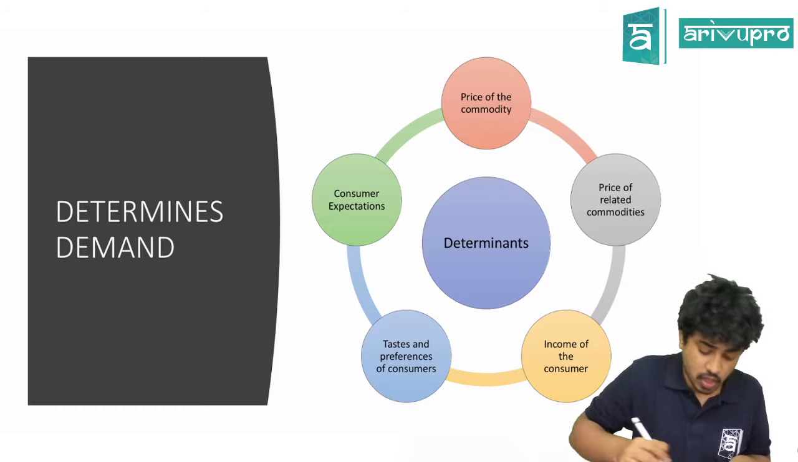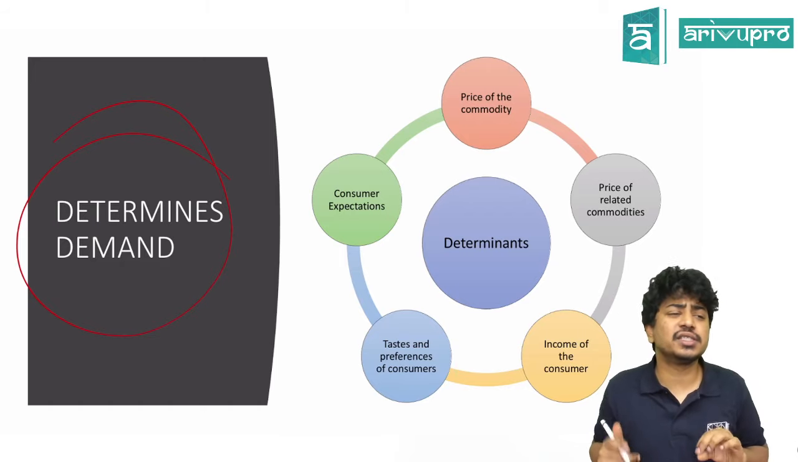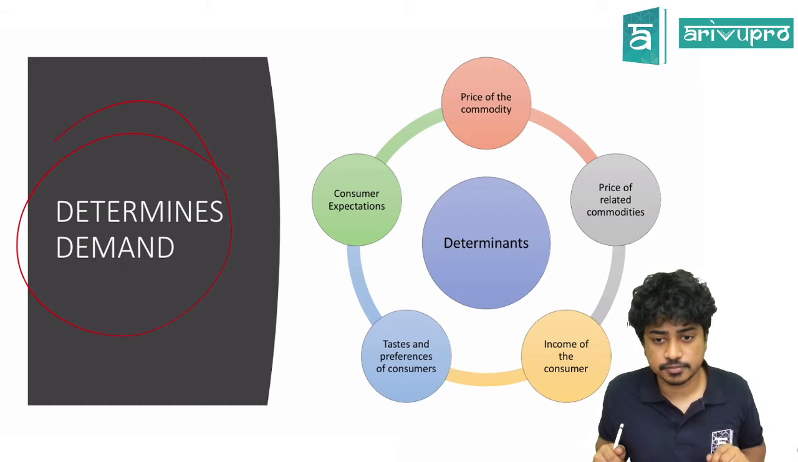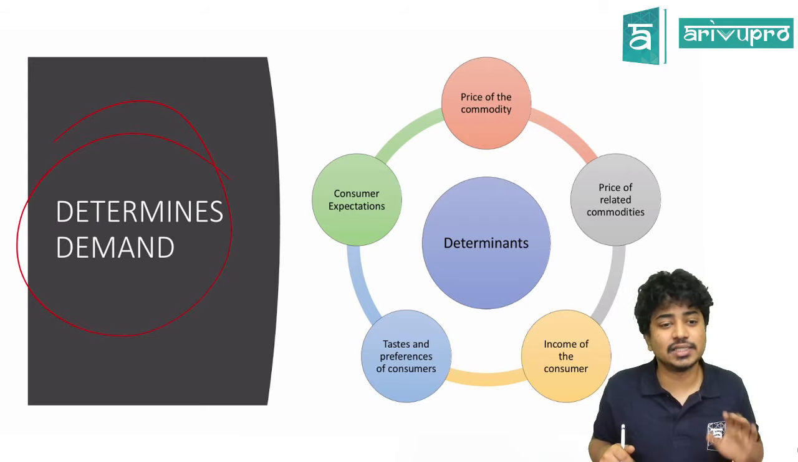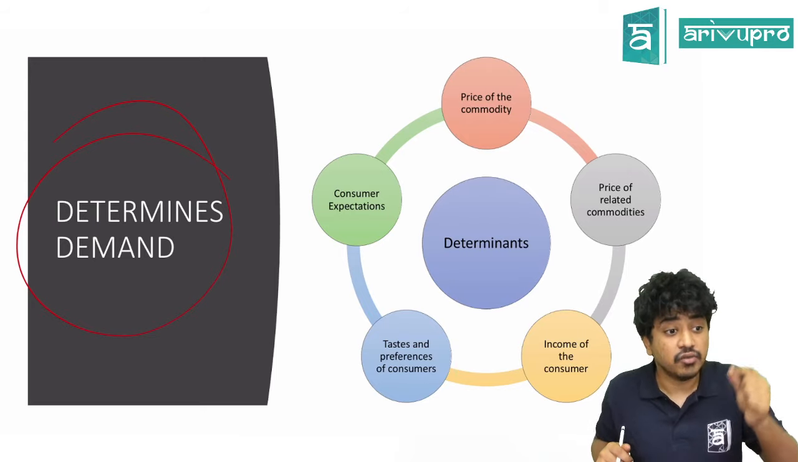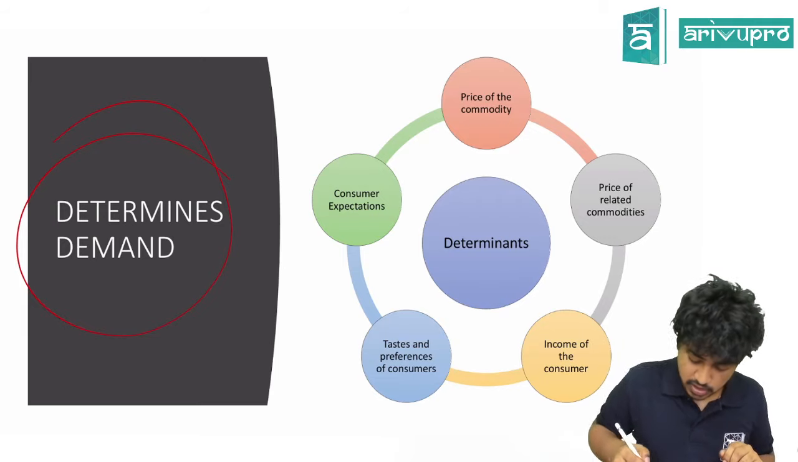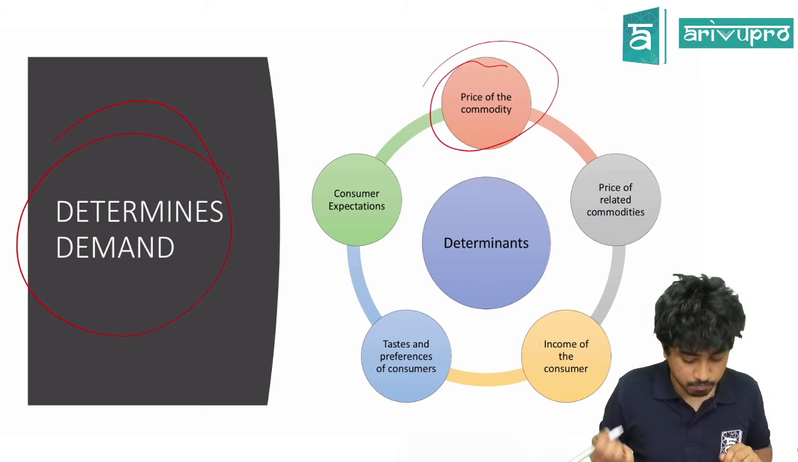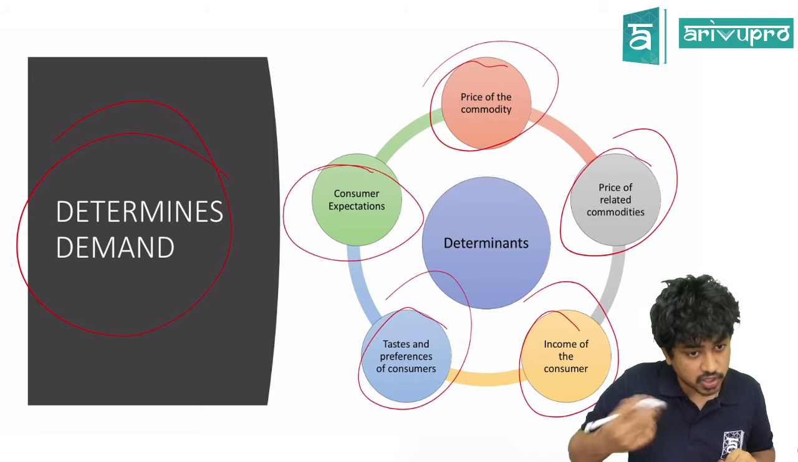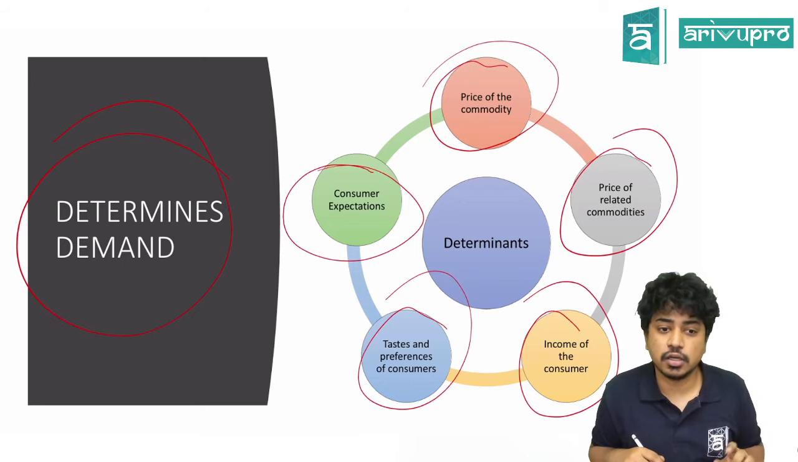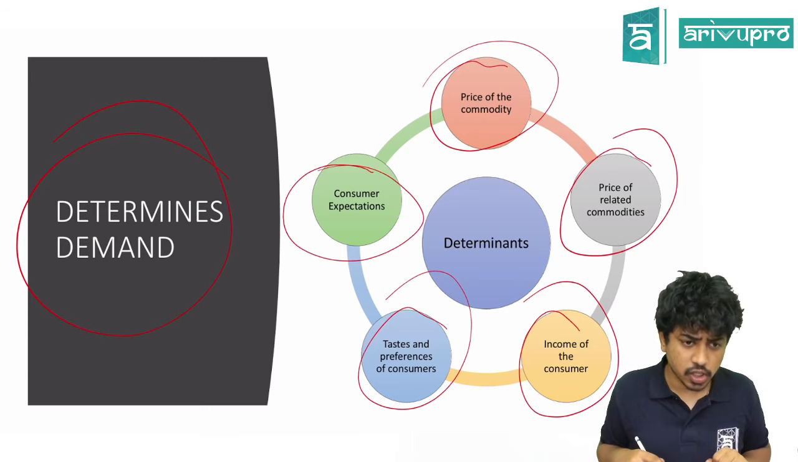Right? Now, we'll move on to determinants of demand. What does determinants of demand mean? Factors which determine demand, we call it as determinants of demand. So what are the determinants we are going to see? There are a lot of determinants. Price of a commodity, price of related commodities, income of a consumer, taste and preferences, consumer expectation. All these things affect demand. And we are going to see one by one, each in detail, to understand what it is.